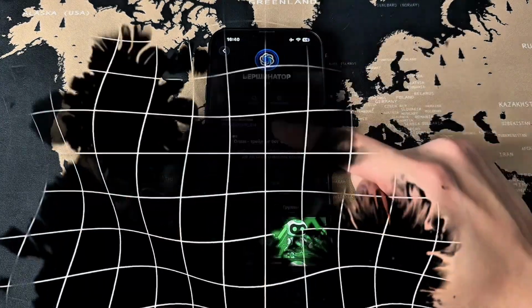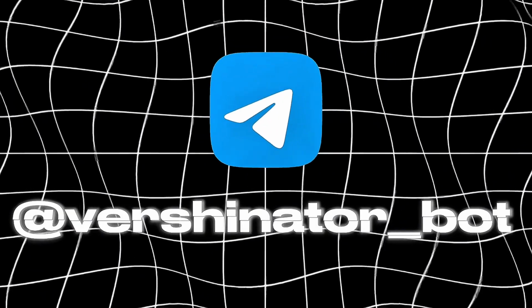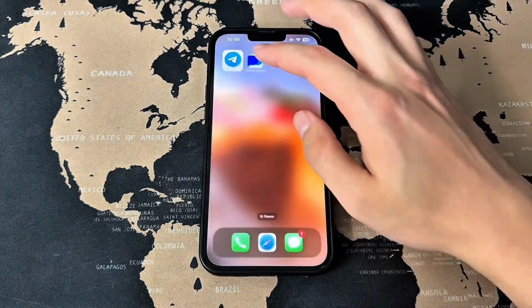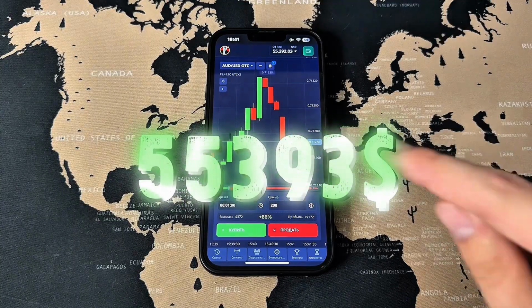The name of the neural network is on the screen, friends. You can find it on Telegram if you want and basically use it. You see, sometimes it does make mistakes, of course, but even so, we managed to make a profit. The capital is 55,392.